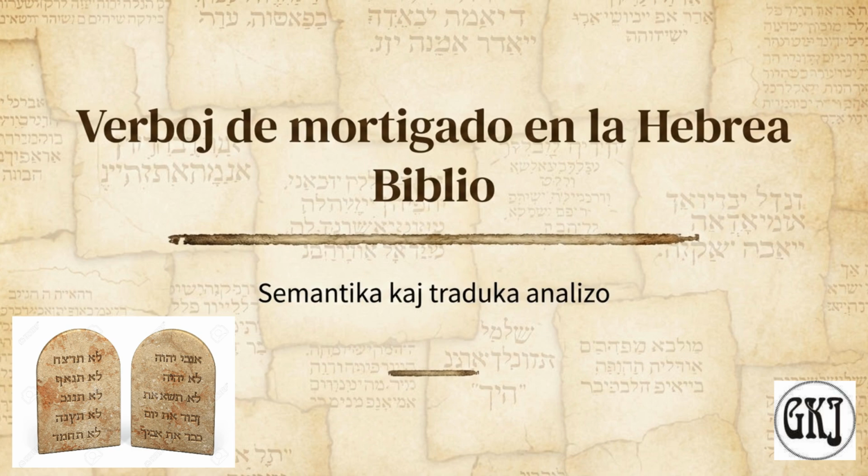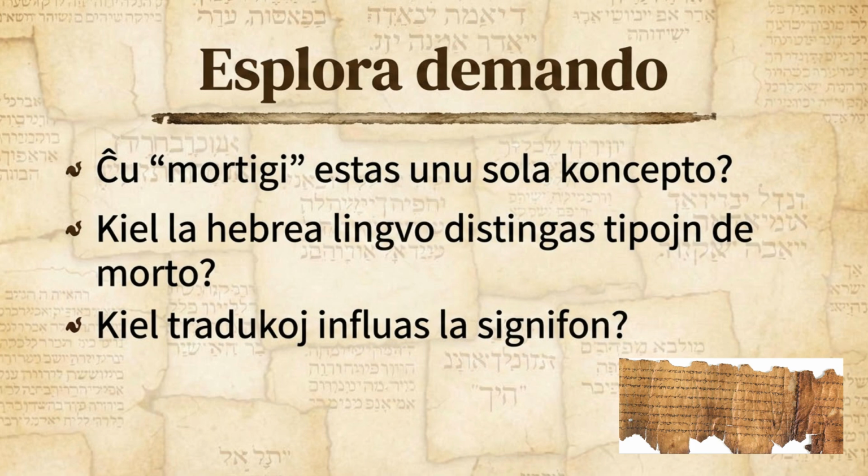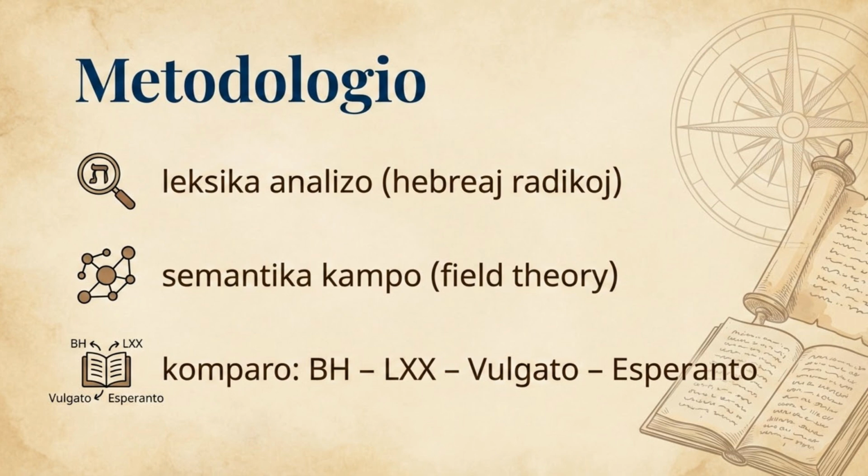Welcome to this video on killing verbs in the Hebrew Bible, focusing on semantic and translation analysis. We explore whether to kill is a single concept. Does the Hebrew language distinguish between types of death? And how do translations influence the meaning? Our methodology involves lexical analysis of Hebrew roots, semantic field theory, and comparison across the BHS, LXX, Vulgate, and Esperanto.